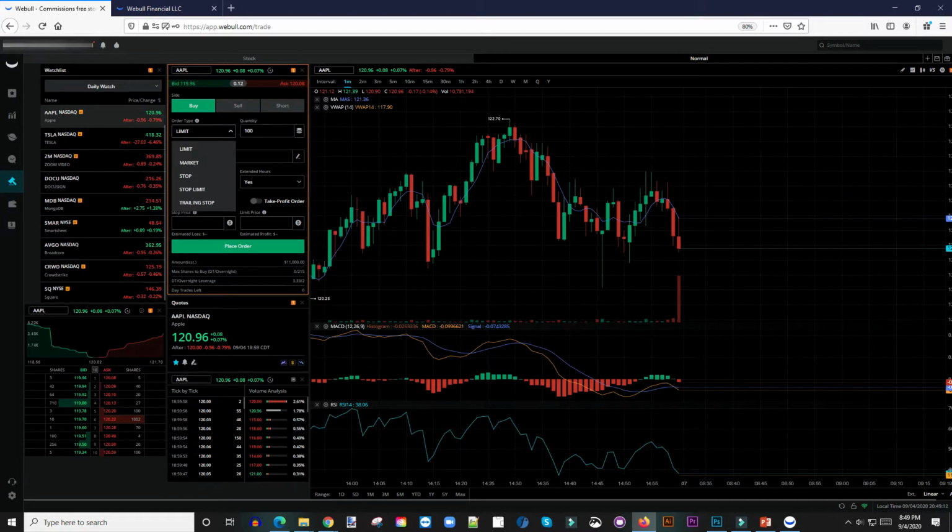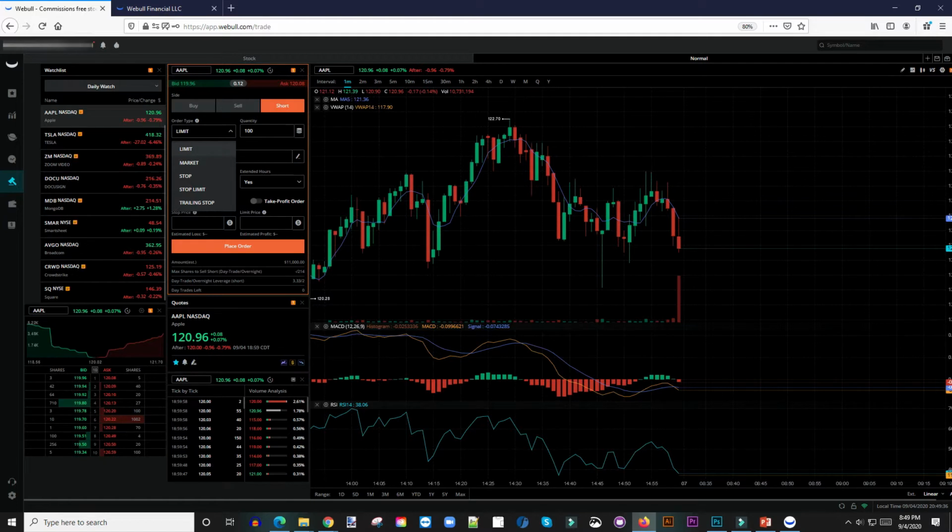I'm going to do a drop down here. So you have a limit order, a market order, a stop order, a stop limit order, and a trailing stop order. Those are the 5 different order types that you can place on the WeBull app. Again, this applies to buy, sell, and short. Now let's take a look at the 5 different order types.